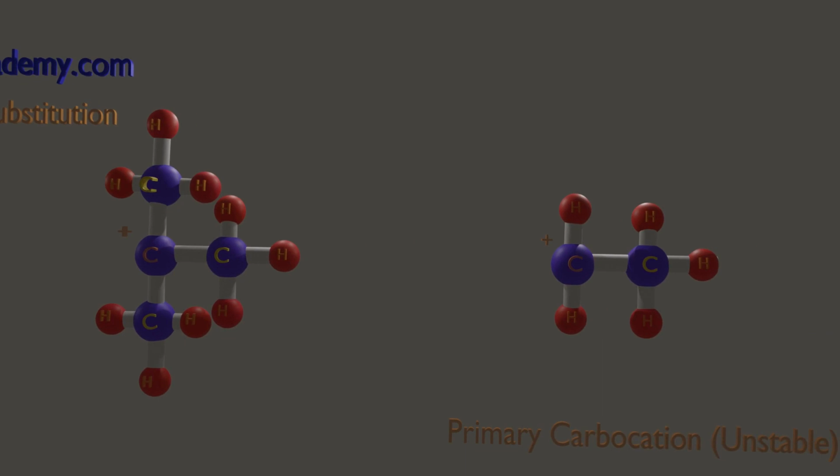In another example, we have a primary carbocation. A primary carbocation has two hydrogens attached to it and an alkyl group attached to it. It's not stable because only one alkyl group can donate electrons to spread the charge. So a primary carbocation is not stable. So that's it. That's all you have to learn to know further about nucleophilic substitution.